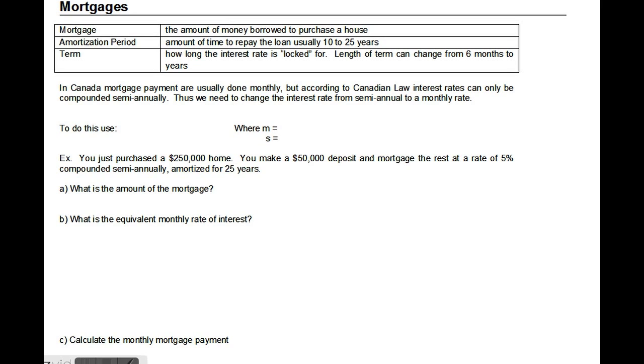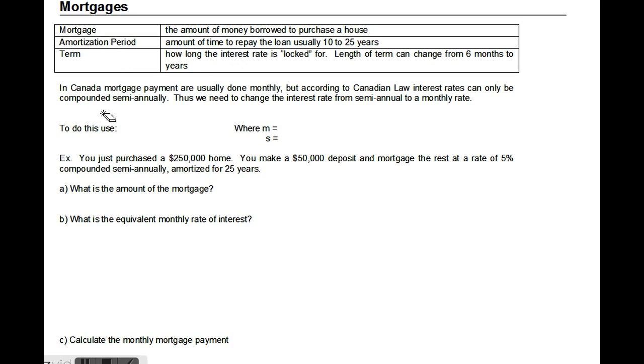Welcome to a video on how to do present value of annuity if the compounding frequency and payment frequency do not match. Specifically, how to deal with mortgages in Canada. There are some definitions here about mortgage, amortization period, and term. You can read that on your own.